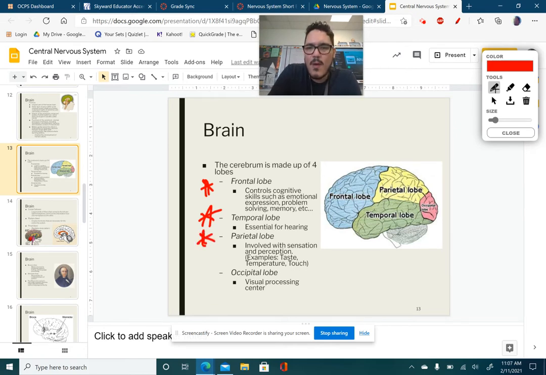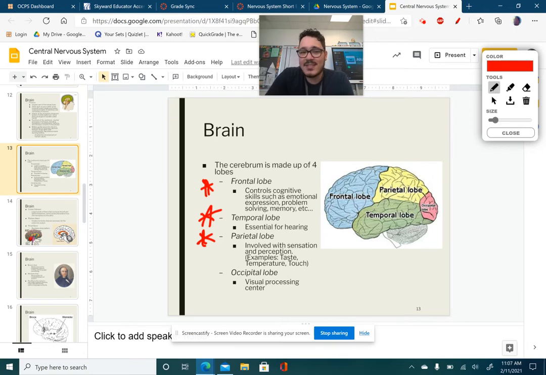Parietal lobe. The parietal lobe is towards the top parts of your skull. It's involved with sensation and perception. So the senses that it's involved with are taste, touch, and temperature, which is technically under the umbrella of touch. But perception is actually something that's really interesting. Perception is more about how you interpret things. So that's important.